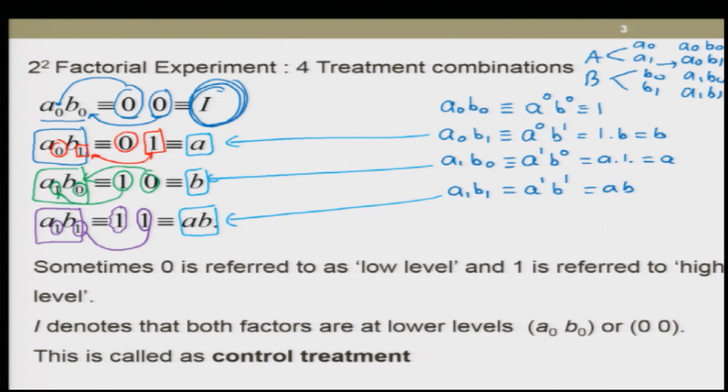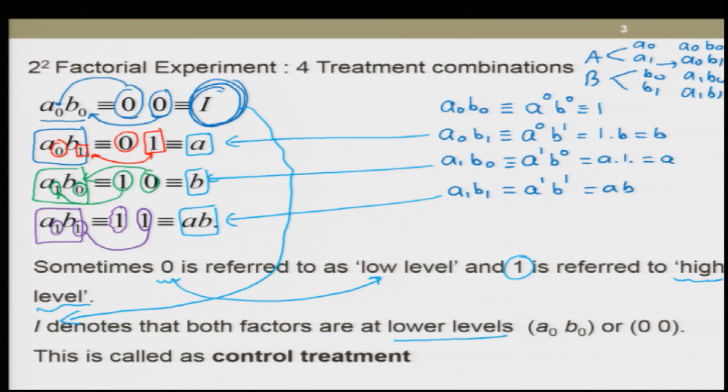There is another nomenclature to this A0 B0, or the levels 0 and 1. Whenever we are using the symbol 0, this is referred to as low level, and when we use the symbol 1, this is referred to as high level. And similarly, this identity I essentially denotes that both the factors are at lower level, that is 0 0, and this is also called the control treatment. That is the standard terminology we are going to use in the case of factorial experiment.